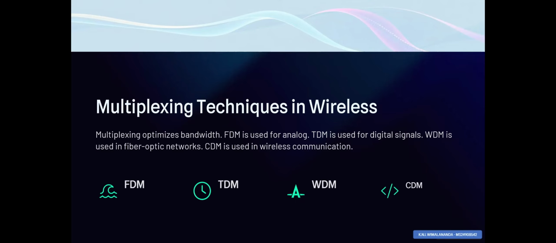Another one is WDM, wavelength division multiplexing. This applies the FDM concept to fiber optics using different light wavelengths for different signals. The other one is CDM, known as code division multiplexing. This assigns unique codes to signals, allowing them to share the same frequency band. This is the foundation of CDMA in mobile networks.